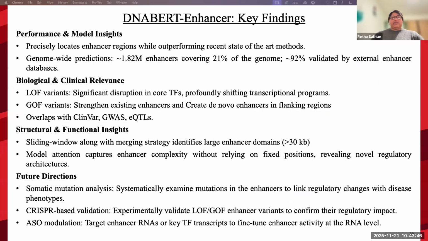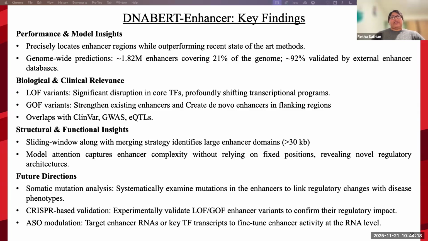Now, I'll talk about the key findings one more time. In terms of performance and model insight, the DNABERT-Enhancer 350 model performed better than the 300 and 201 base pair models, indicating that the model learns more context information from longer sequences than shorter ones, and they precisely locate enhancer regions while outperforming recent state-of-the-art methods.